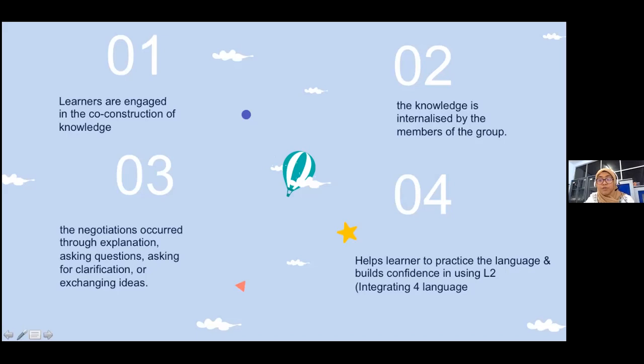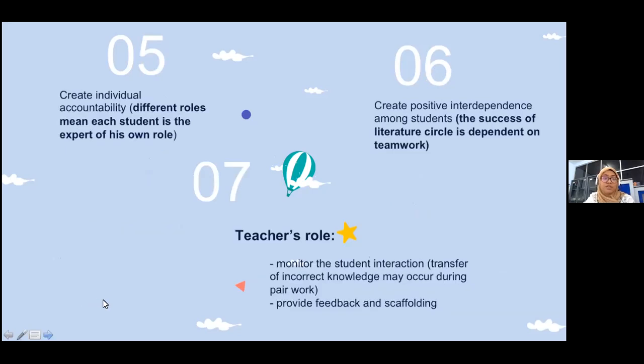And in terms of language development, learners practice the language and build confidence in using the second language because the literature circles allow the learners to integrate the four language skills, not only reading skills, but also writing, listening, and speaking. They write something when they have to fill out the role sheet, and they also speak during the presentation. And of course, they also listen to others during the presentation.